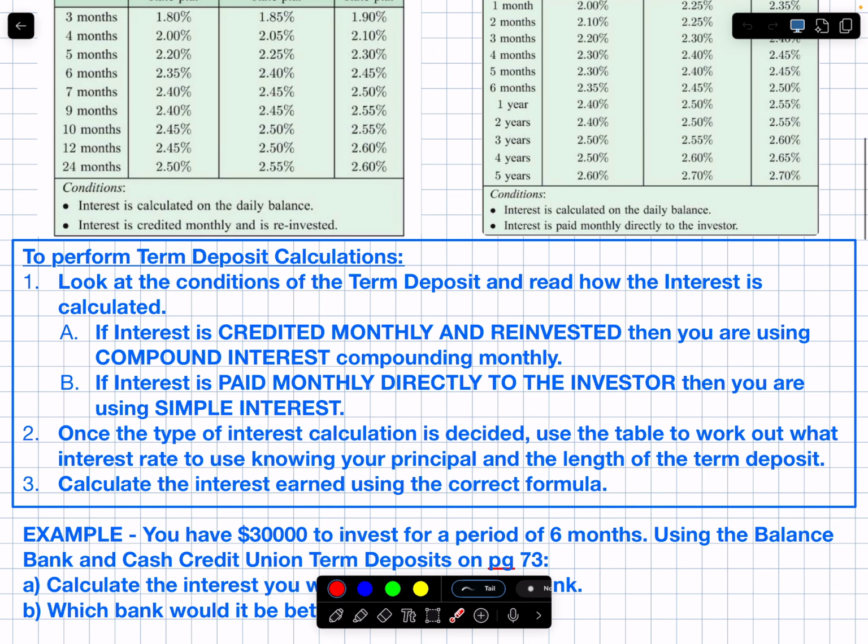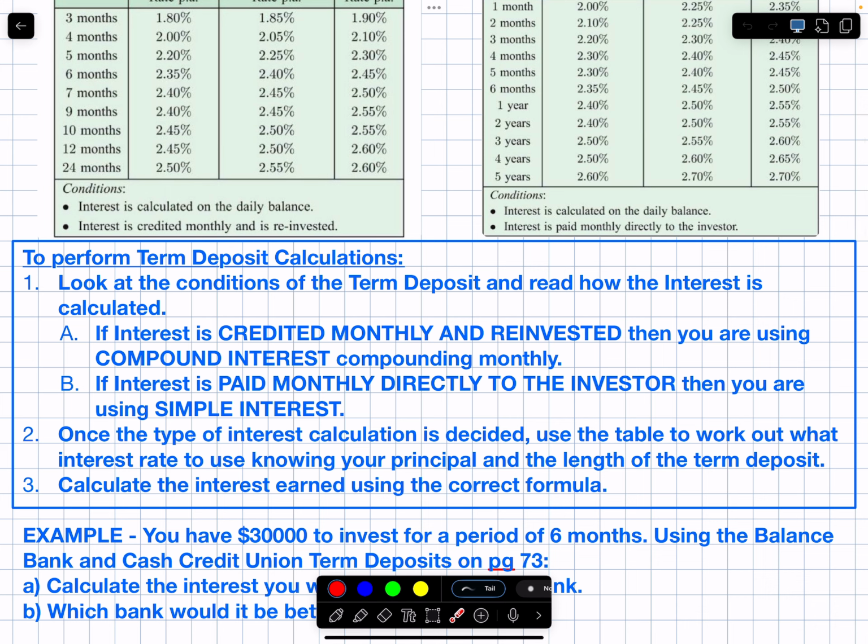B, if the conditions say interest is paid monthly directly to the investor, then you're using simple interest, SI is equal to PRT. So that's the bank on the right. You can see the conditions there, the second dot point: interest is paid monthly directly to the investor. So you'd be using SI is equal to PRT. Step 2, once you know what type of interest you're using, use the table to work out the interest rate. And 3, calculate the interest earned using the correct formula.